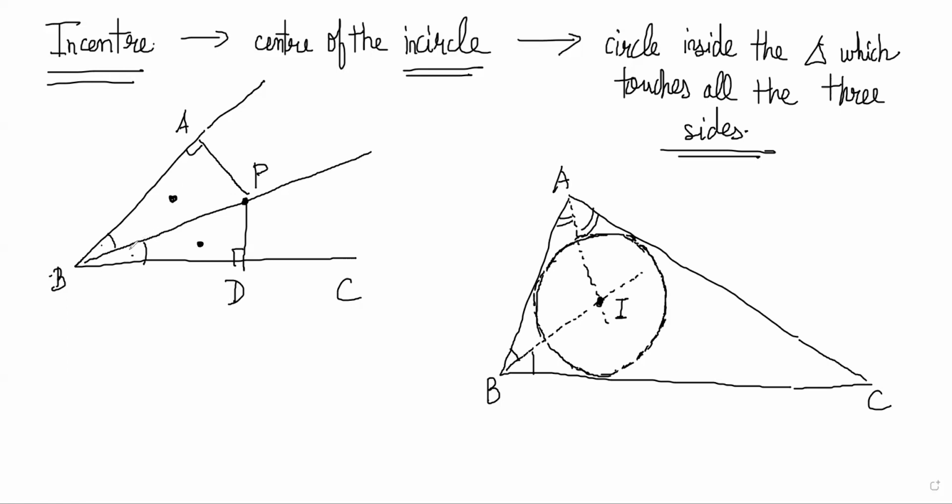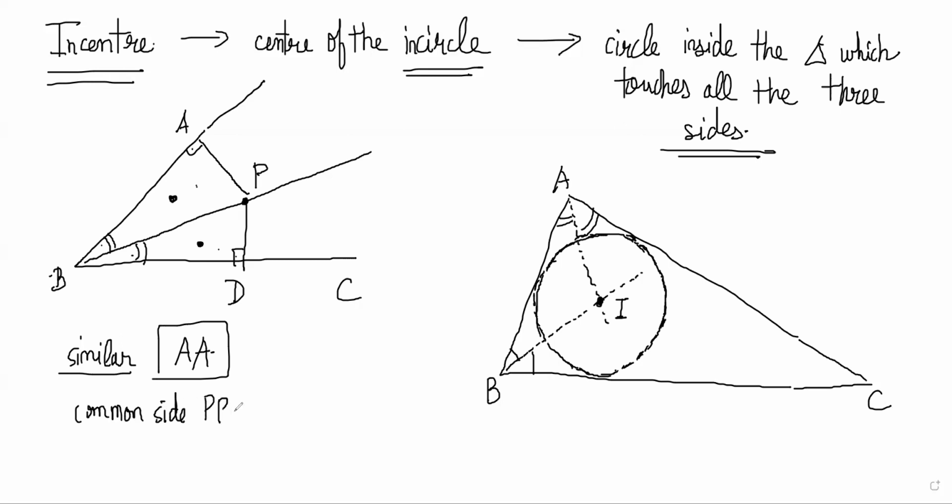First of all, notice that this angle and this angle are equal, and this angle is 90, this angle is 90. So anyway, the two triangles are similar triangles, right? Yes, sir. And there is a common side also. Similar triangles by AA and common side PB. If the common side is PB, then the similarity ratio is 1. Right? Yes. So if similar triangles are there and the similarity ratio is 1, then obviously all sides are equal and it is SSS.